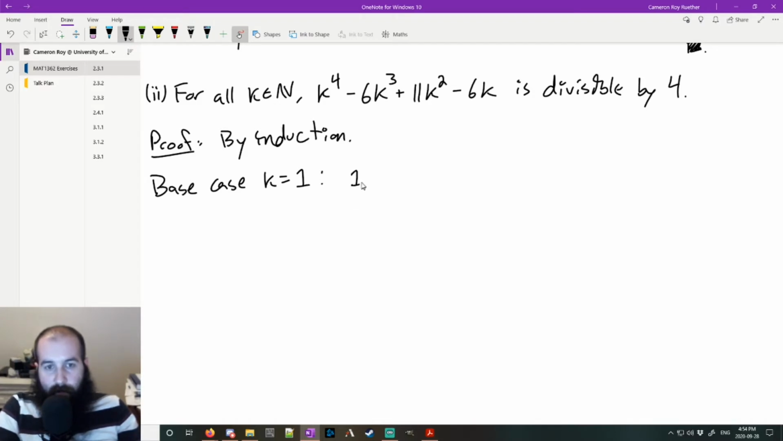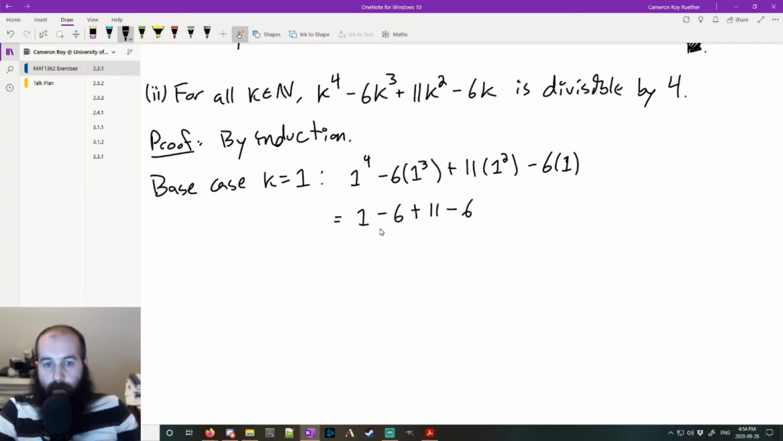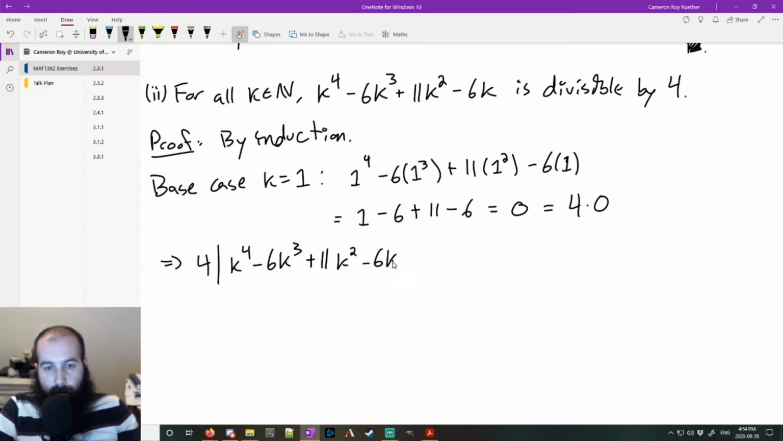And there we just have to consider this expression when k is replaced with 1. This is 1 minus 6 plus 11 minus 6, which is 12 minus 12. So we get 0, and 0 is a multiple of 4. It's 4 times 0. So this implies that 4 divides our expression when k is equal to 1.